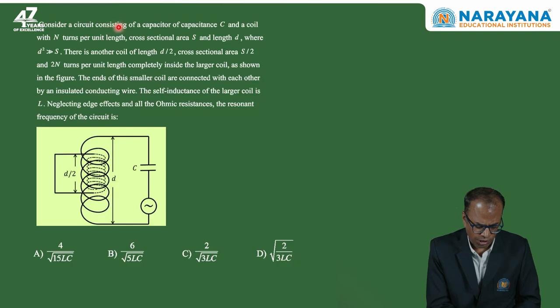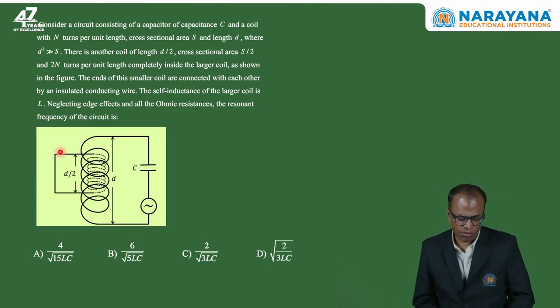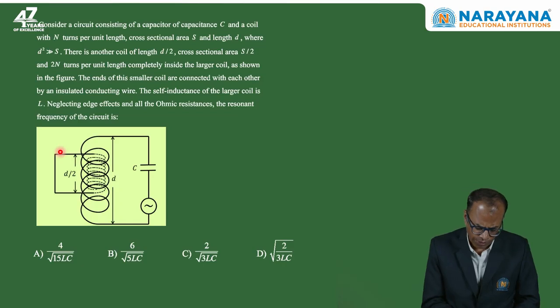So we are given a circuit that consists of a capacitor of capacitance C and a coil with n turns per unit length, cross sectional area S and length D. So you can see this coil is there whose length is D and cross sectional area is S. Now there is another coil of length D by 2, cross sectional area S by 2 and 2n number of turns per unit length completely inside the larger coil. So within it there is another coil. So this looks like a mutual induction kind of thing, two coaxial solenoids.